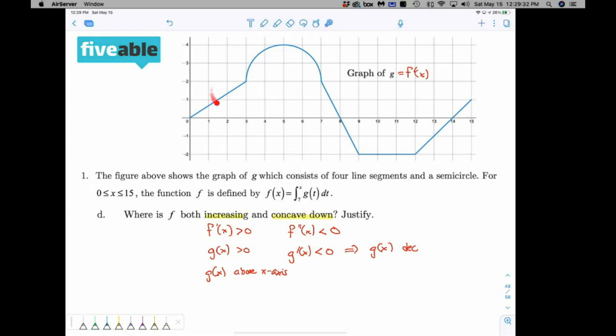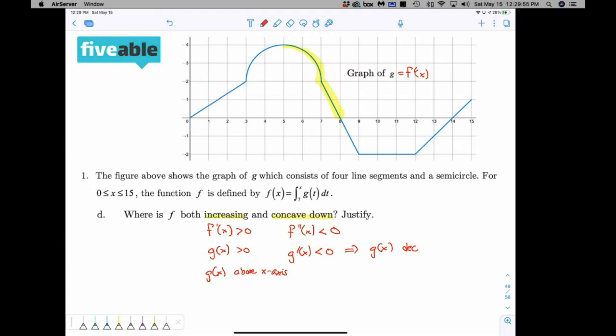So in this whole region, we're above the x-axis. And in this region, we're above the x-axis. So those are potentials. But the second part is you also have to be decreasing. The only place I see that function decreasing is in this region I just highlighted in yellow. Okay. In this region, we're increasing. The function g is increasing. Same thing over here. So this is the answer we're looking for.